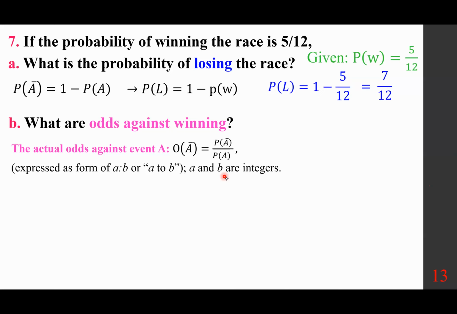So odds against, in this case, we want odds against winning, or odds for losing, which means probability of losing over the probability of winning, according to this formula. Probability of losing is 7/12, winning is 5/12, and that's a complex fraction. The 12s cancel each other, giving 7/5, or you can write it in this format, 7 to 5. That would be odds against winning.